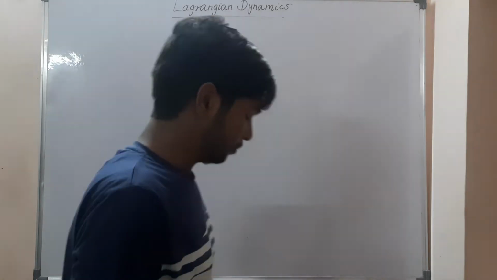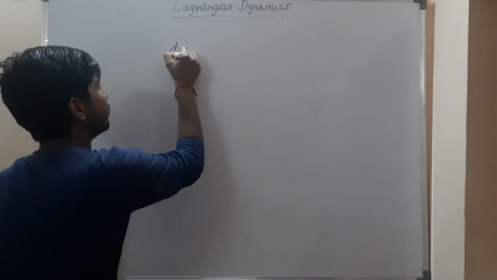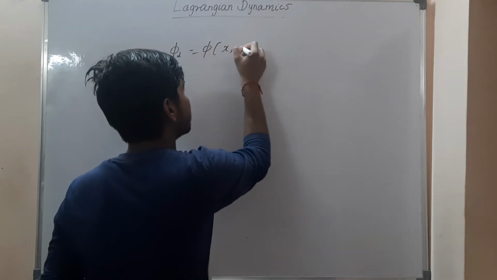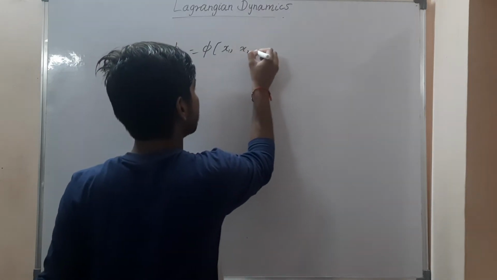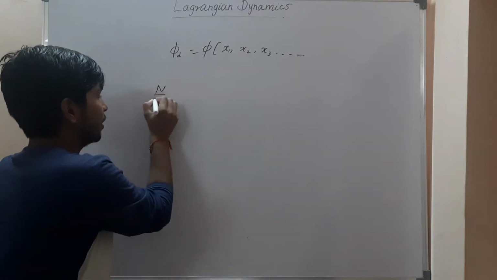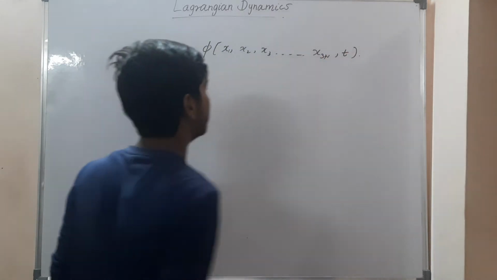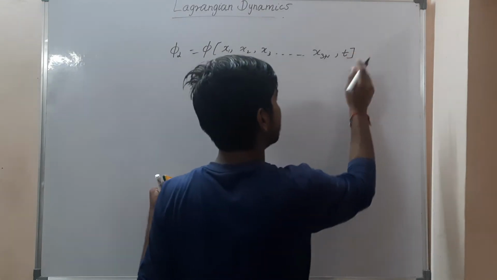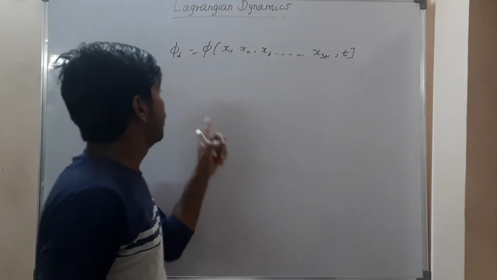Today we'll take a general function, say a function phi alpha, containing x, y, z, or x1, x2, x3 and so on. I am taking n particles in the system, so their total number of coordinates will be 3n, plus time t. This is the general function. Here I did not remove the constants. I am taking the general formula here, including the independent coordinates as well.